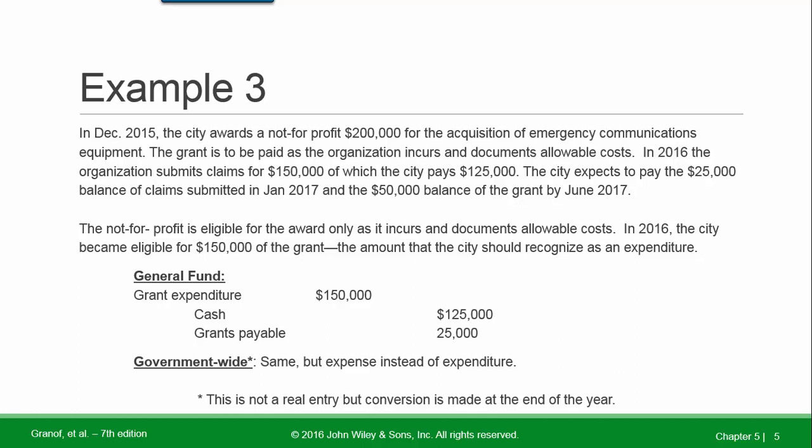The not-for-profit is eligible for the award only as it incurs and documents allowable cost. In 2016, the city became eligible for $150,000 of the grant, and that is the amount the city should recognize as an expenditure. So in the General Fund, we debit grant expenditure, credit cash for the $125,000 and grants payable for the balance due, the $25,000. Government-wide is the same, except it's expense instead of expenditure, and we know that government-wide is not a real entry but just a conversion made at the end of the year to convert from modified accrual to full accrual.